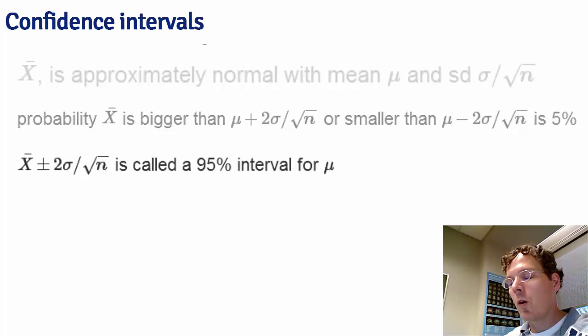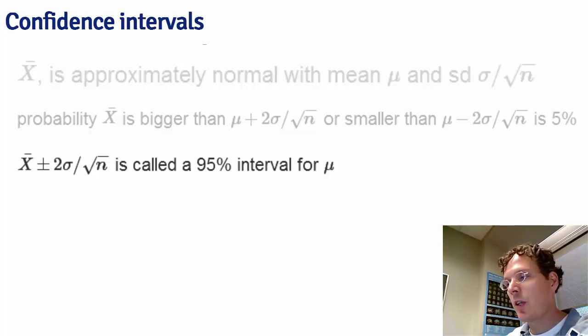We can reverse the role of x bar and mu without changing the probability inequalities and get that the quantity x bar plus or minus 2 standard errors contains mu with probability 95%. Remember here that we're treating the interval as random, x bar plus or minus 2 standard errors, while mu is fixed. So we talk about the probability that the interval contains mu.